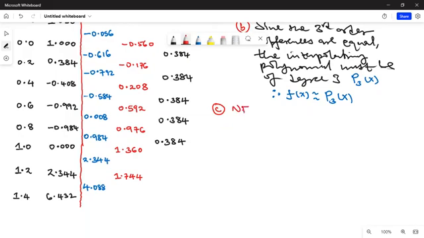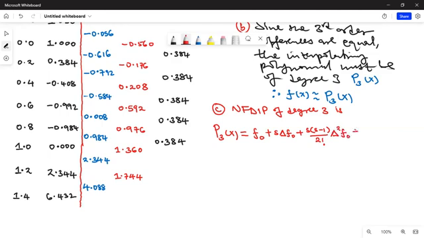Newton forward difference interpolating polynomial of degree 3 is P3 of x equals f naught plus s delta f naught plus s into s minus 1 over 2 factorial delta squared f naught plus s into s minus 1 into s minus 2 over 3 factorial delta cubed f naught, because it is of degree 3, so we reach up to the third order term.